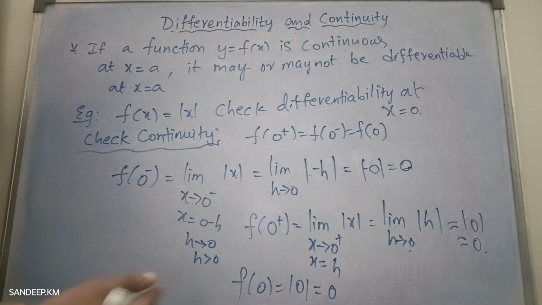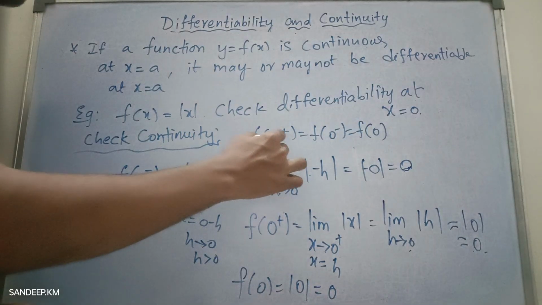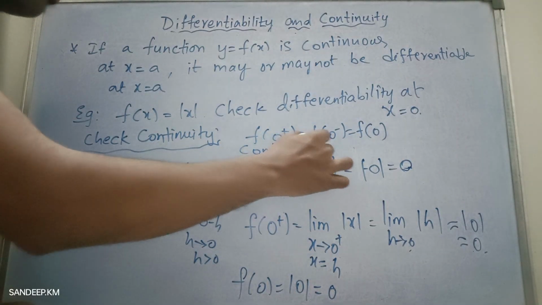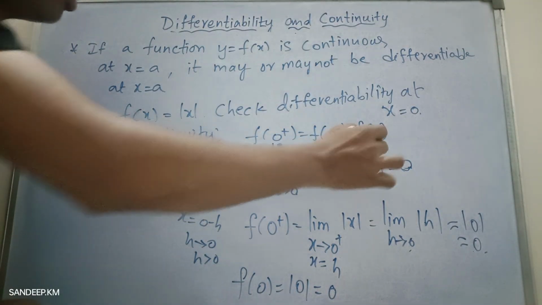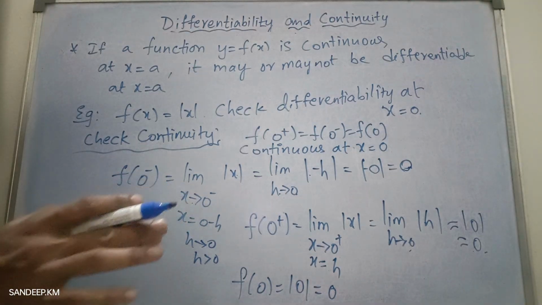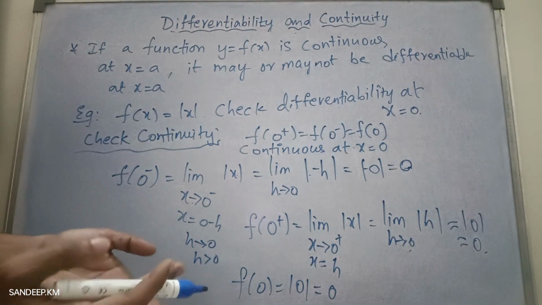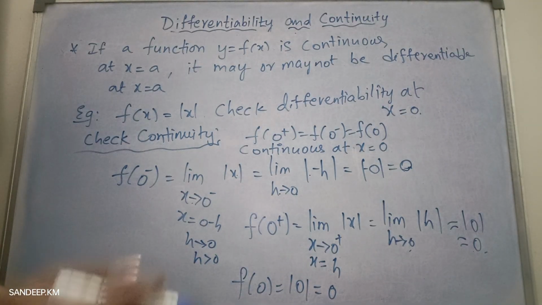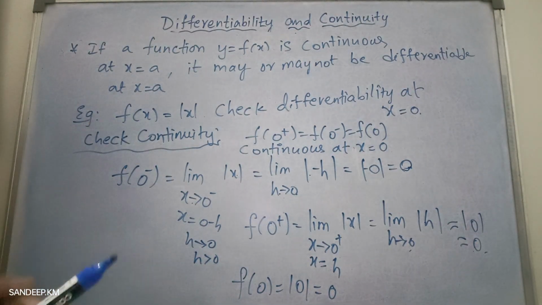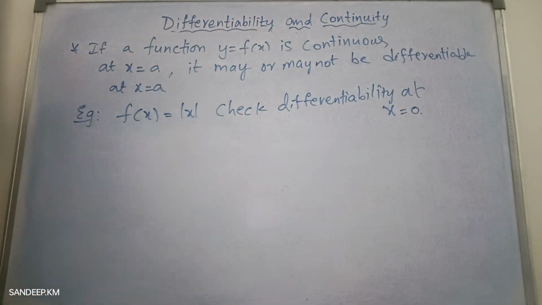So what is the conclusion, dear students? The function is continuous at x is equal to 0. Now the function is continuous at x is equal to 0, that does not guarantee that the function is differentiable at x is equal to 0. Let us see whether the function is differentiable at x is equal to 0 or not.